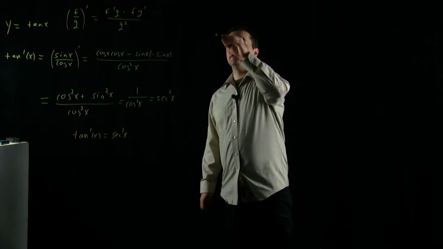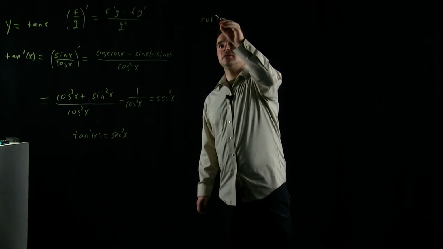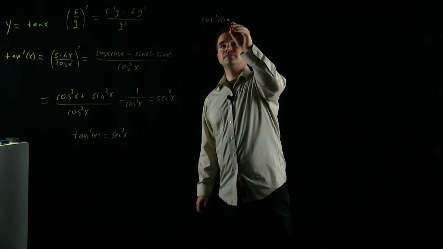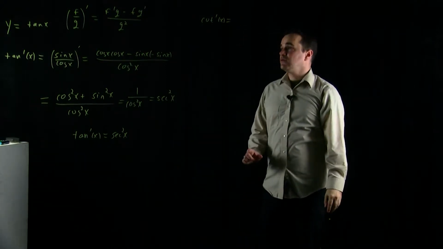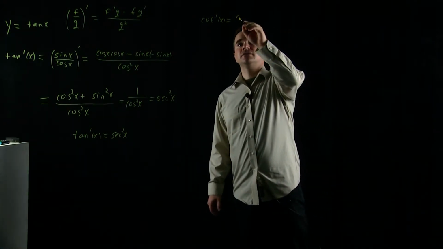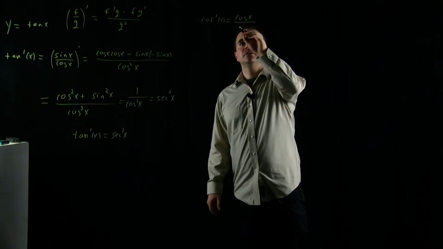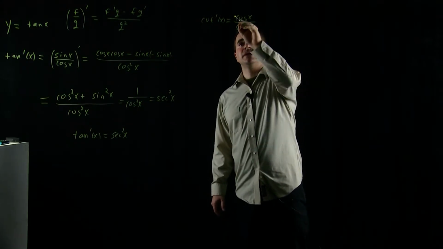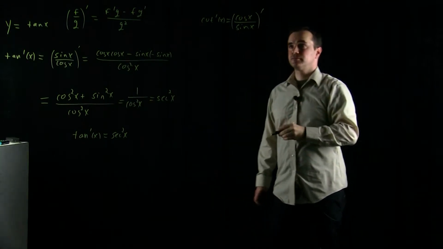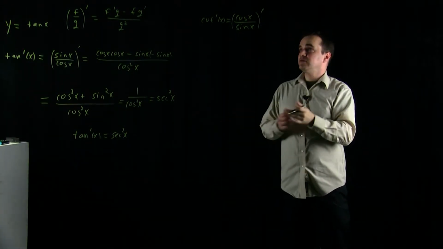I want to do one more for you. Let's look at the derivative of cotangent of x. So cotangent is going to be cosine over sine of x. And we'll just apply the quotient rule again.